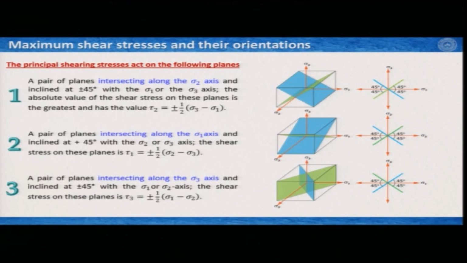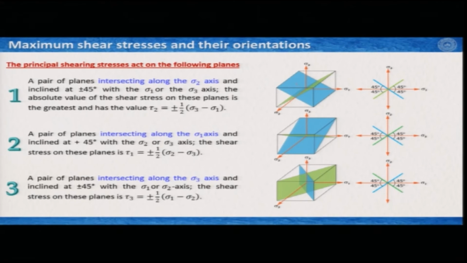Now, clearly I have three orthogonally oriented principal axes of stresses, and if I consider the shear stresses, then there are three possibilities, and these three possibilities are shown in points 1, 2 and 3. Now, in the first possibility you can get a pair of planes which are intersecting along the sigma 2 axis.